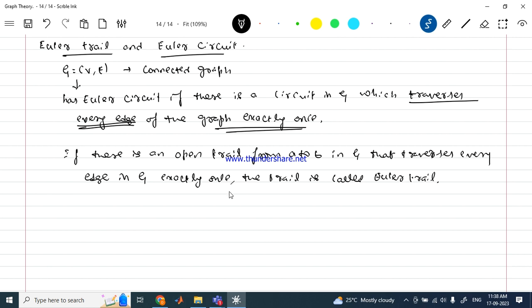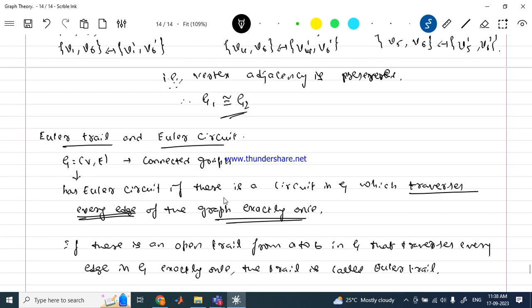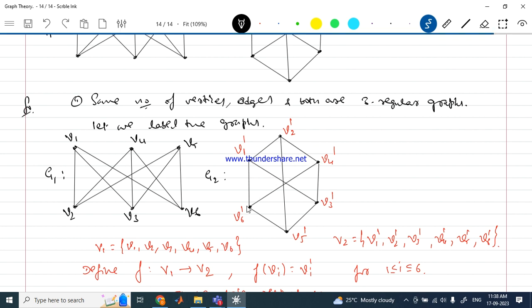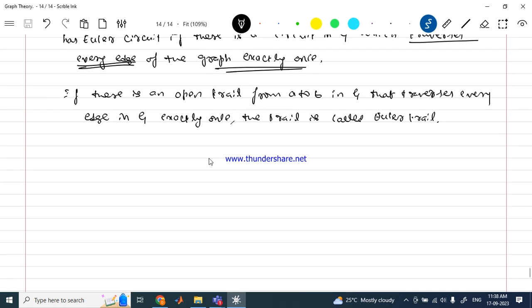So, okay, what is the expectation here? You have some graph. Okay, so there is no Euler trail in this. So 1, 2, 3, 4. Okay, there is no Euler trail in this. Let us leave it.